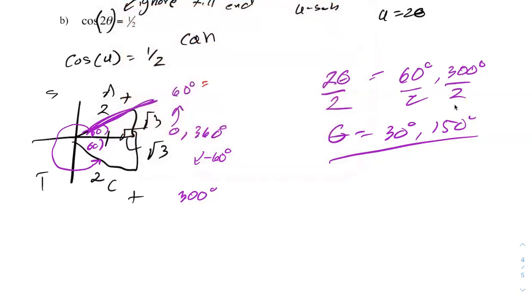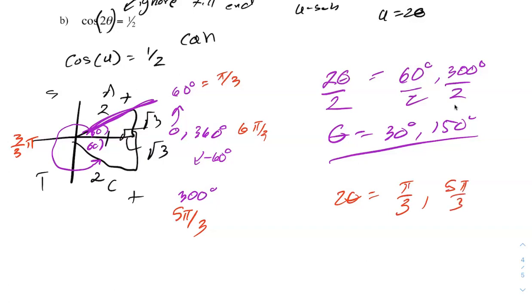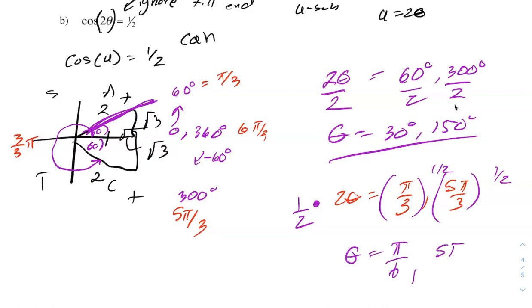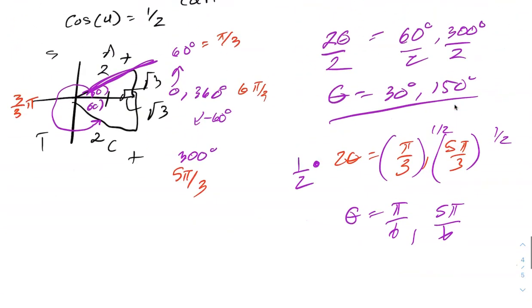So 60 is the same, pi over 3. So this would be 3 over 3. Then you go around again, it'll be 6 pi over 3, which will be 5 pi over 3, one less. So it's the same idea. You get 2 theta equals pi over 3 and 5 pi over 3. Now I don't like dividing when there's fractions involved, so what I do instead is I just multiply by the reciprocal, 1/2. So I get theta equals pi over 6 and 5 pi over 6. So that's the idea. That's it. We are done.